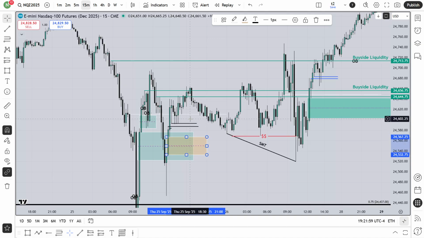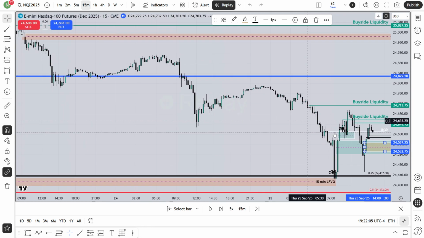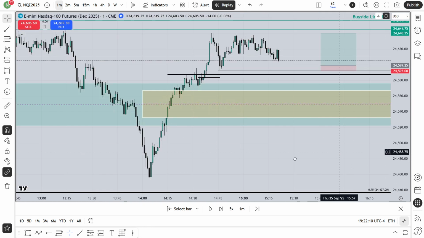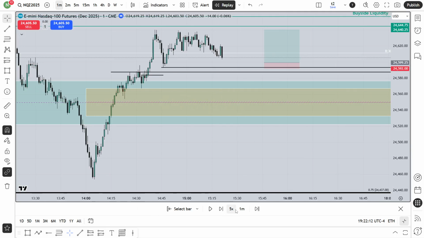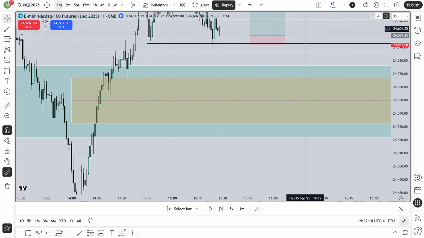Market will trade this gap and it will keep going higher. If you come to your 1 minute chart, you can see this is that gap. I'm showing you the same gap over here. This is the first time market came to this 15-minute gap.